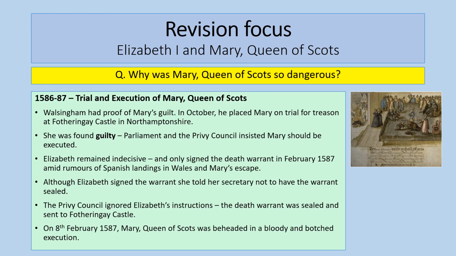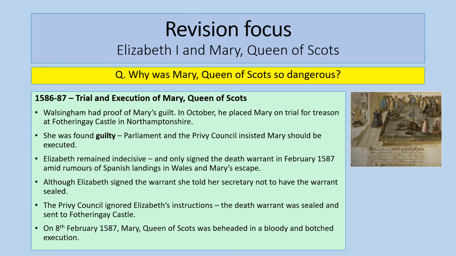So Walsingham now has proof of Mary's guilt. So Mary's placed on trial for treason at Fotheringay Castle in Northamptonshire. She's found guilty, and Parliament insists that Mary should be executed. Elizabeth, however, remains indecisive. She doesn't particularly want to be responsible for the murder of Mary, Queen of Scots, and she only signs the death warrant amid rumours of Spanish landings in Wales.